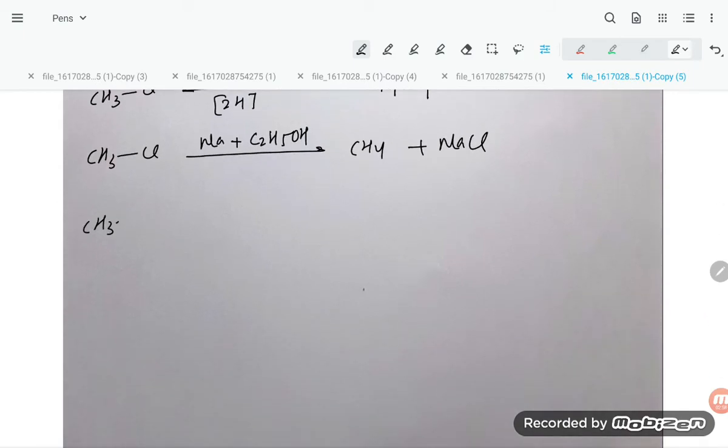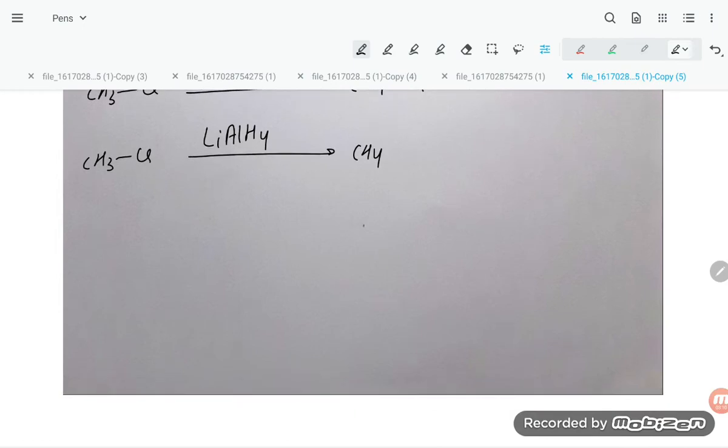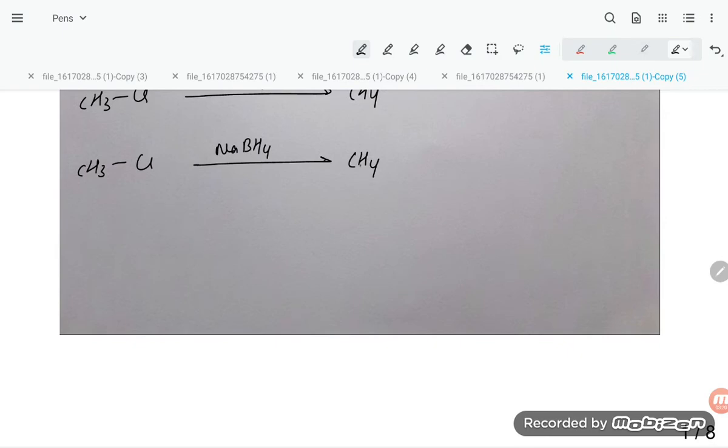Suppose you take CH3Cl and LiAlH4, lithium aluminum hydride, it will give CH4, student. Next, if you take CH3Cl and NaBH4, again it will give CH4. Next, the sixth one, if you take CH3Cl and NaHg in C2H5OH, again you are going to get CH4.